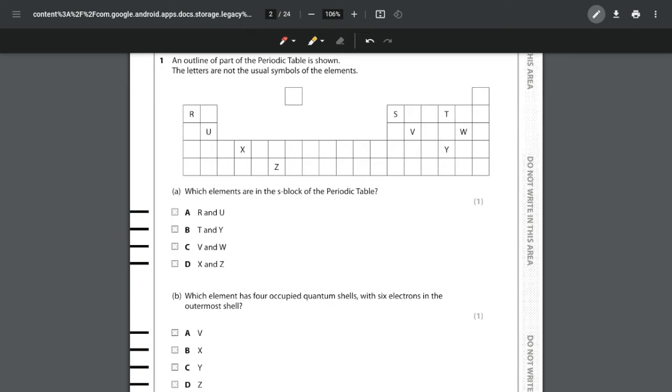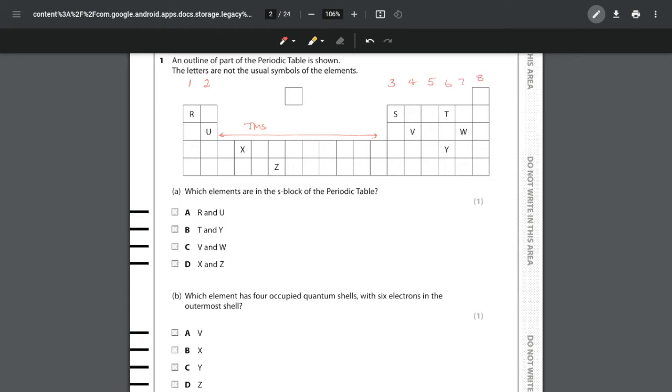So we can label the groups first of all. So we have group 1 and 2. We've got our transition metals in the centre. Then we've got groups 3, 4, 5, 6, 7 and 8.